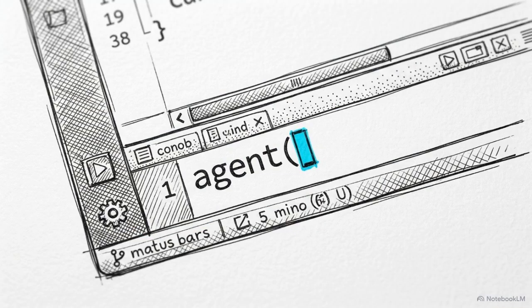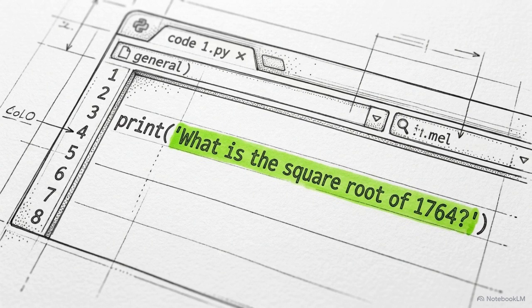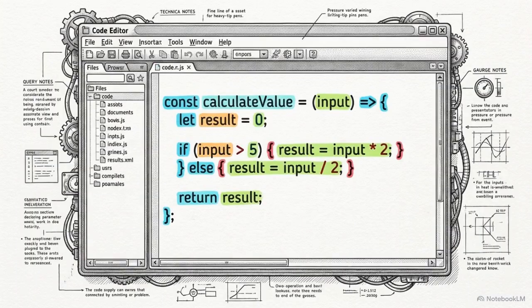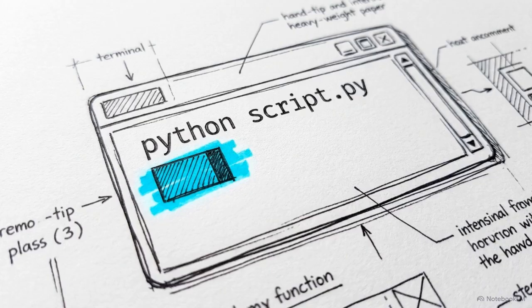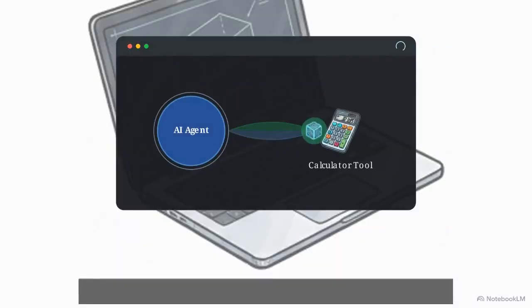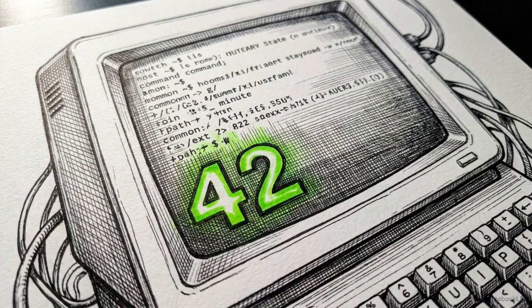Finally, write the execution command. Pass a complex math problem like finding the square root of 1764 directly into the agent for processing. With these 6 lines of code, the model, rather than the programmer, decides when the calculator is required to solve the prompt. Save your file, execute the Python script in your terminal, and wait a few seconds for the processing to finish. The terminal will output the correct mathematical answer, 42.